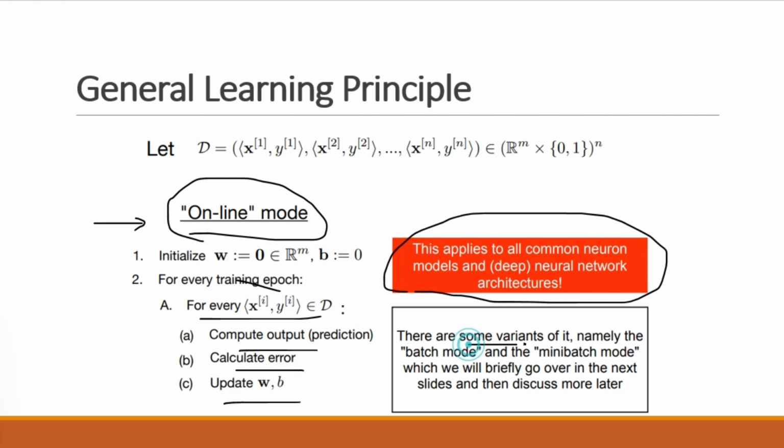And there are then some variants of that one. One is called the batch mode, and the other is the mini batch mode, which are essentially modifications of that, and they have certain advantages which we will go over in the next couple of slides. So this is one way you can utilize your data, but there are other ways. In deep learning, the mini batch mode is actually the most common one, and I will also mention briefly why that is so.